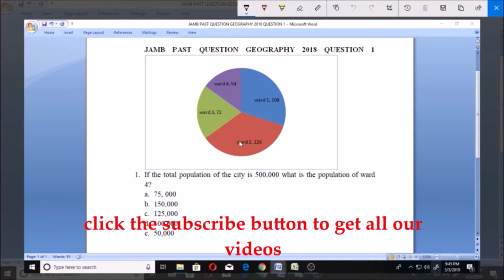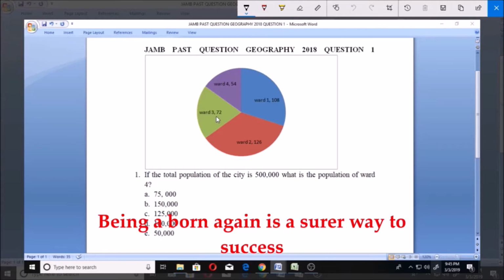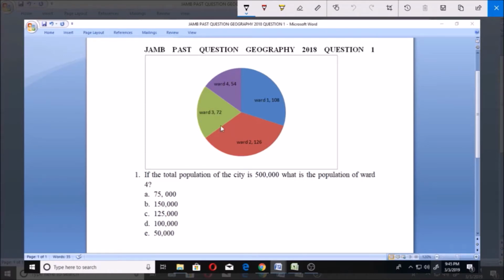You can see this is Ward 1. It has 108 degrees. This is Ward 2, 126 degrees. Ward 3, 72 degrees. Ward 4, 54 degrees. So having this distribution, what is the population of Ward 4? This is Ward 4 here.